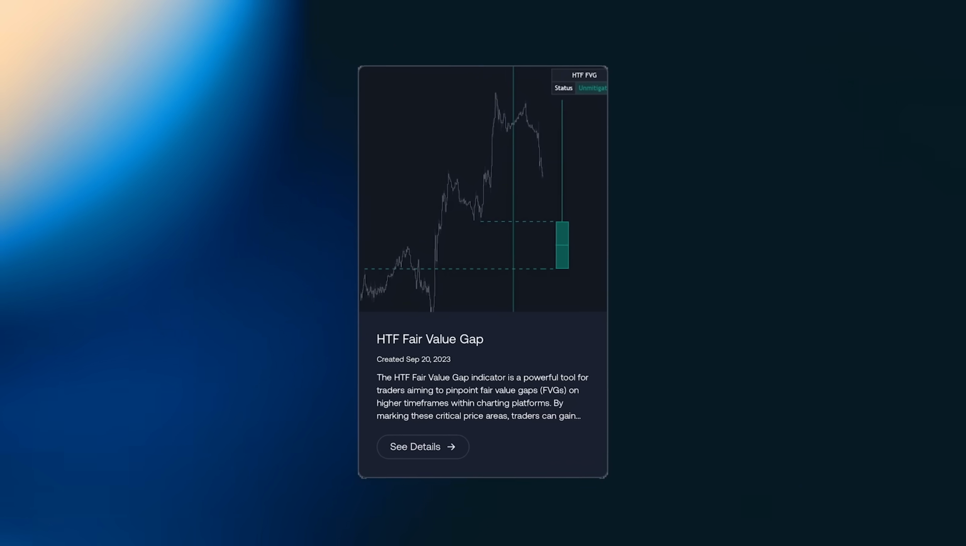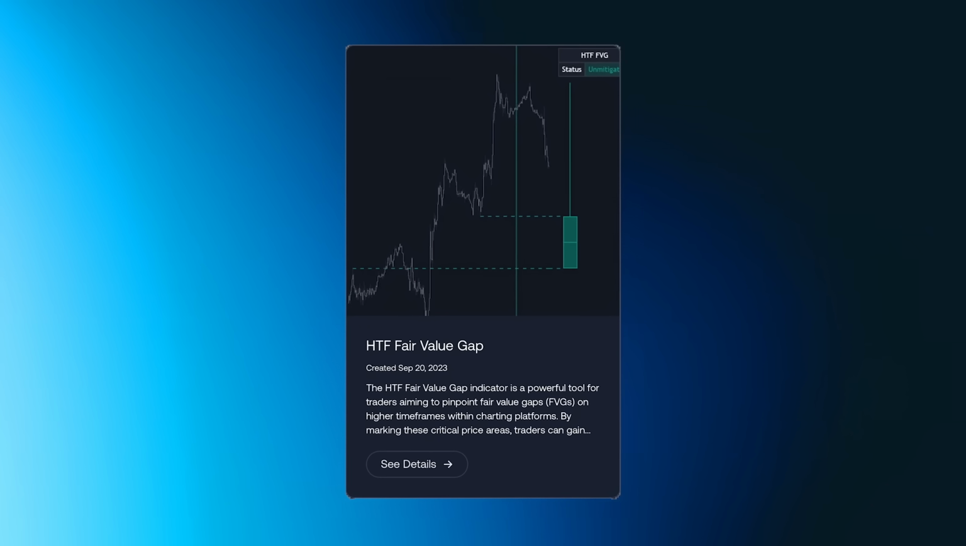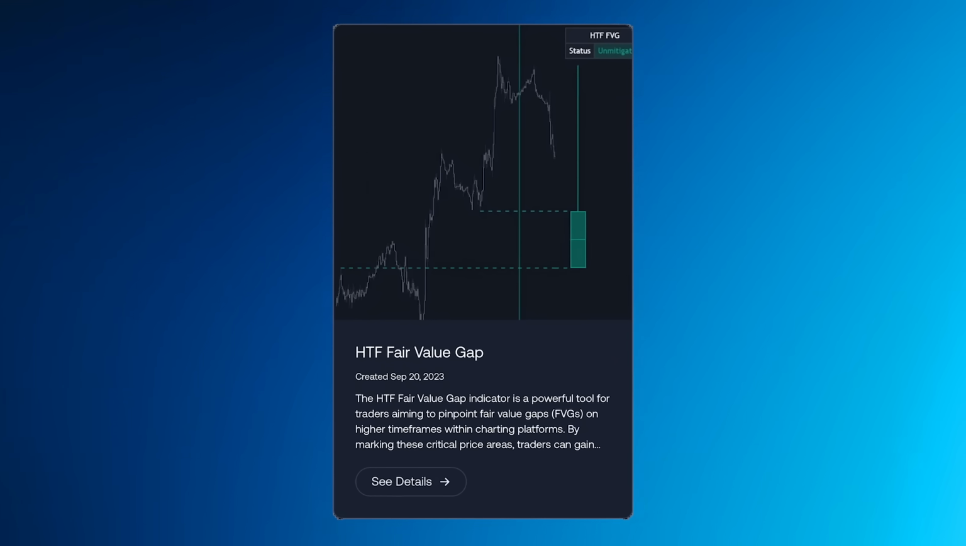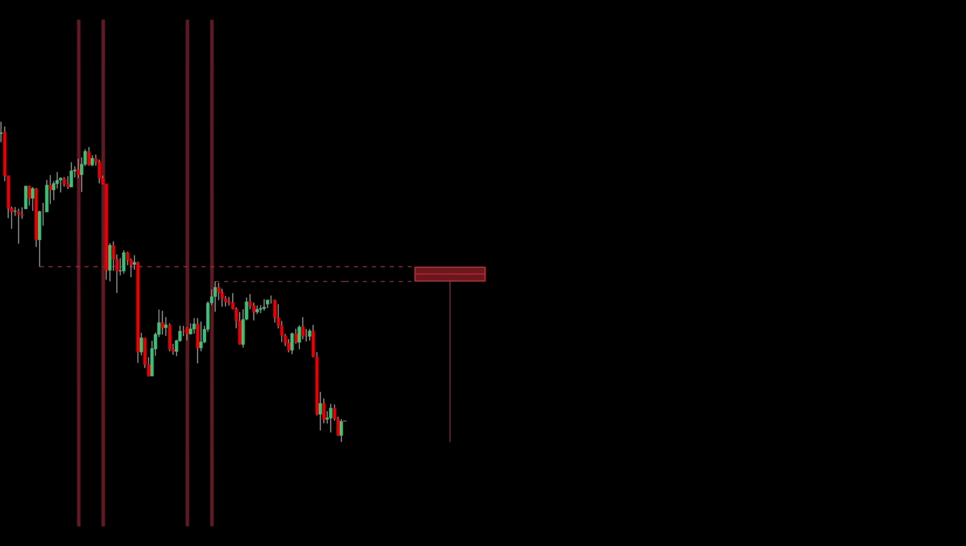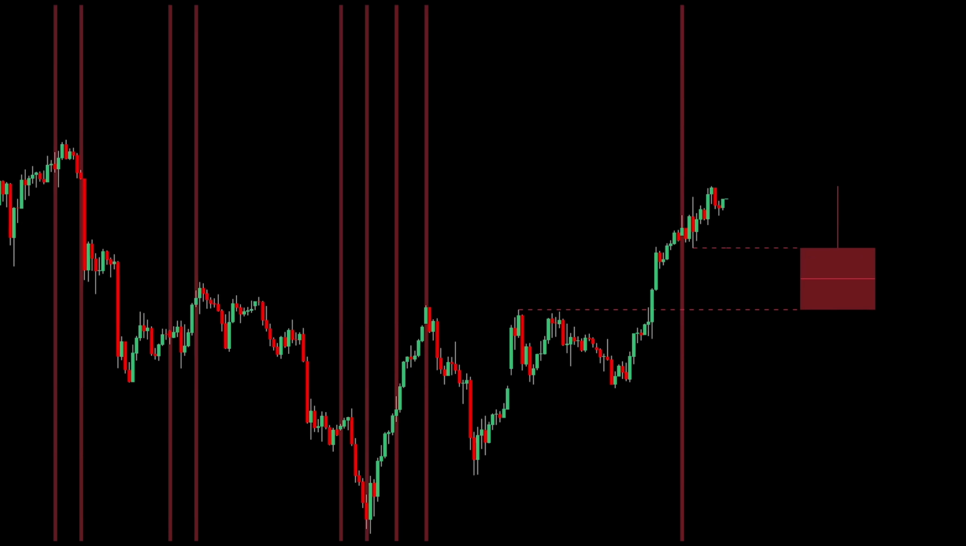And that wraps up our breakdown of the higher time frame fair value gap indicator, an advanced tool that brings clarity to the chaos of market imbalances by highlighting only the most significant gaps from larger time frames. Whether you're swing trading or day trading with higher time frame context, this indicator helps you filter out the noise and stay locked onto meaningful price levels.